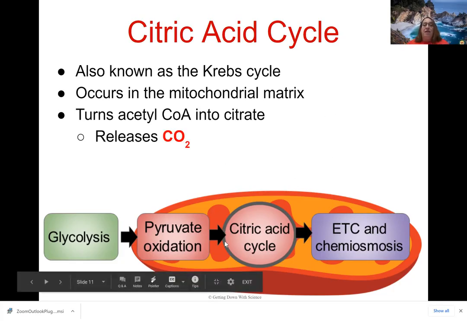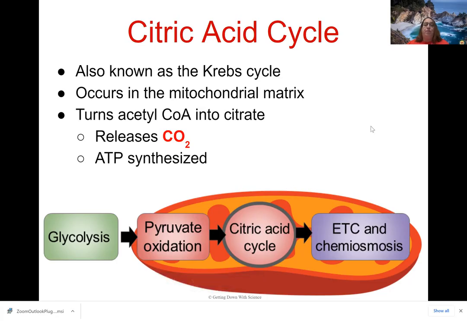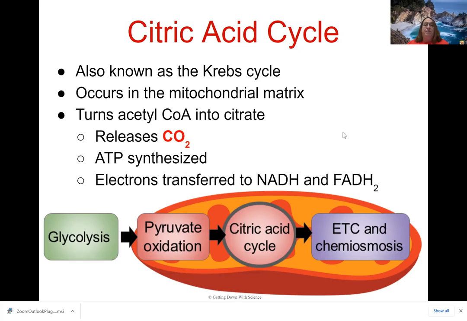In this process, we're going to release CO2, and we're going to make a little bit of ATP. And we're also going to transfer some electrons to NADH. Remember that energy molecule? We made some of that in our previous steps. And a new one named FADH2. It's going to be just like the others. It's an energy molecule, but ultimately we can't use it until we transfer the energy to ATP.